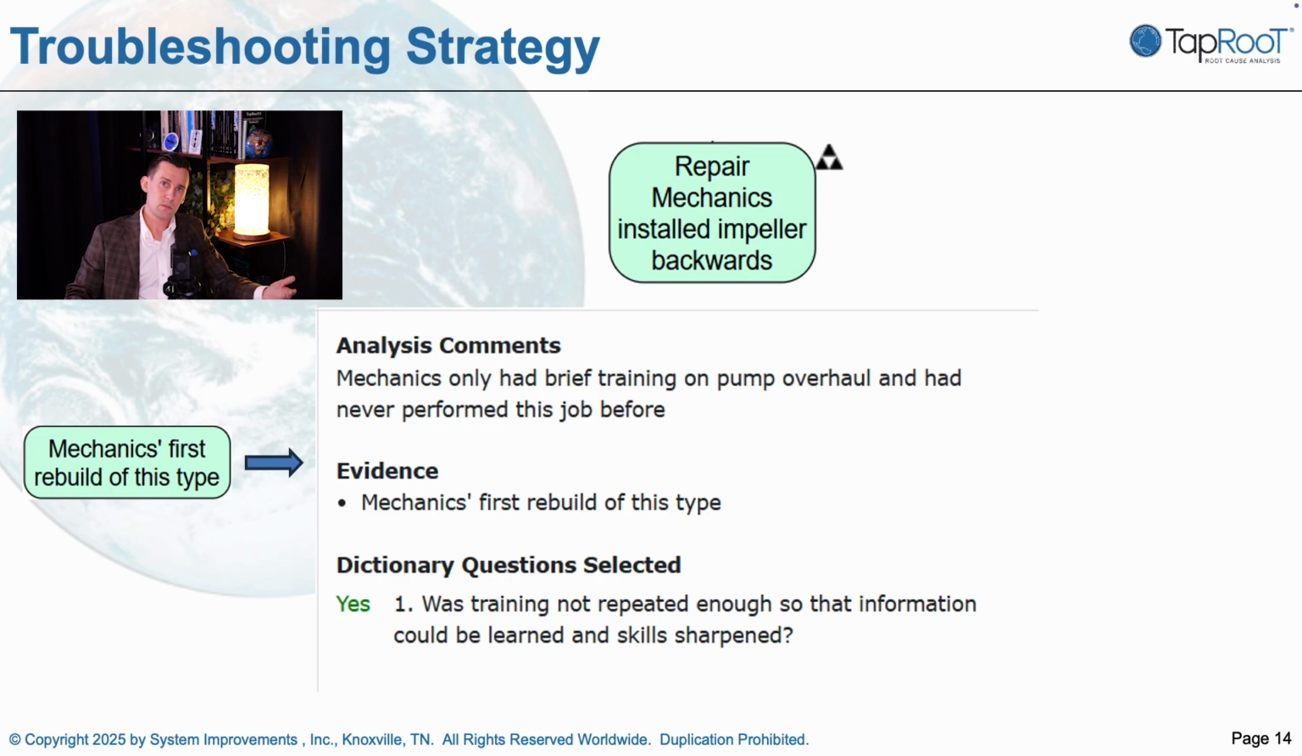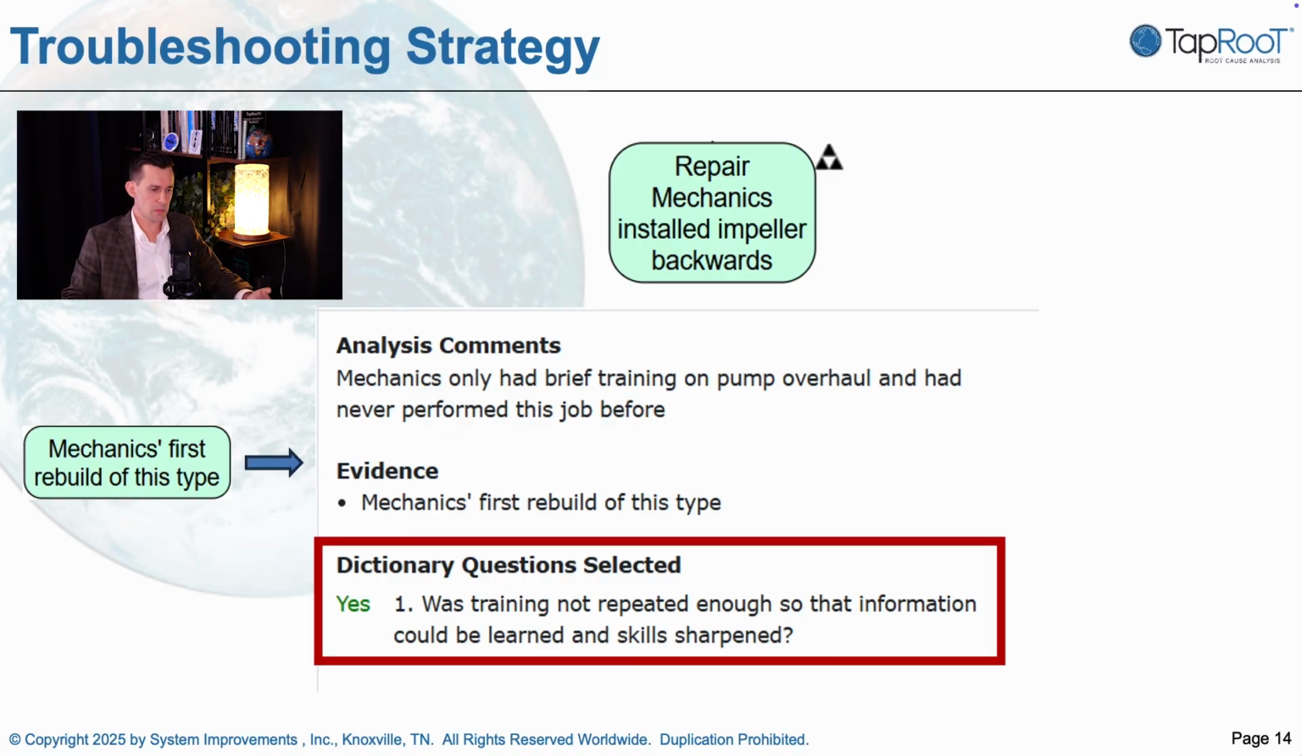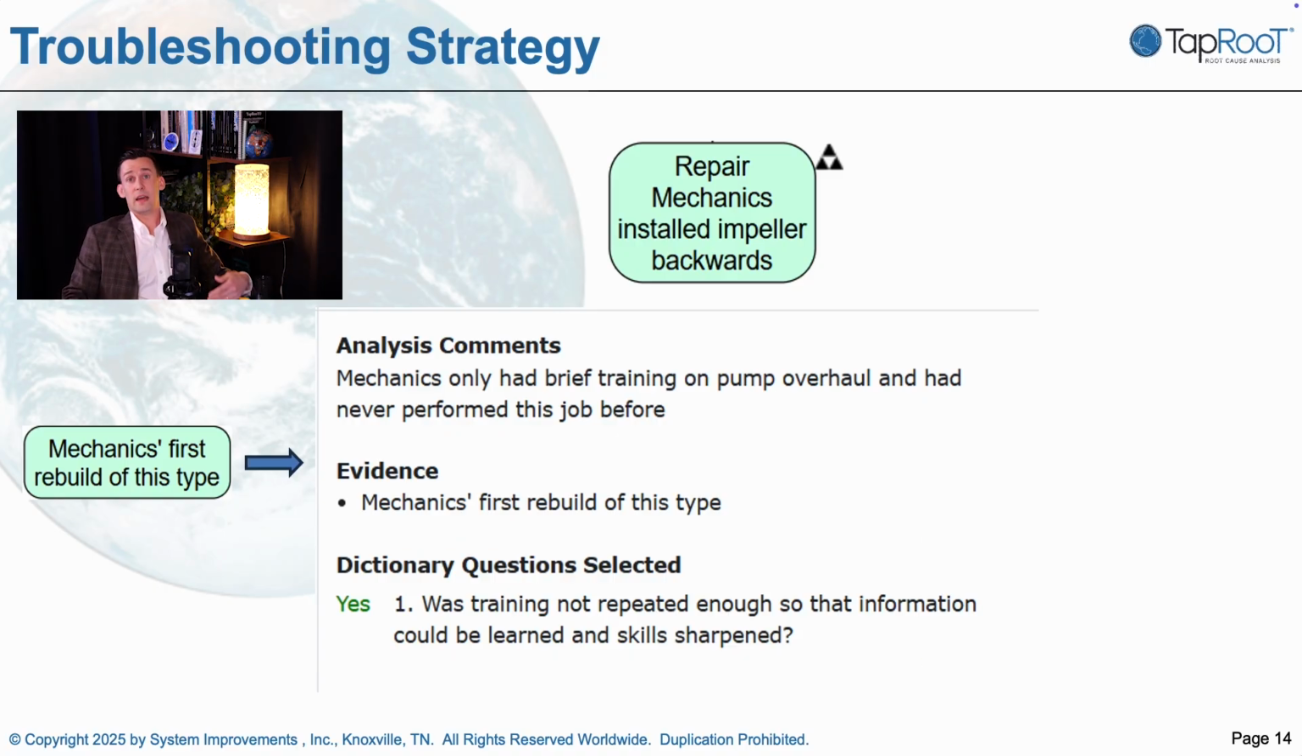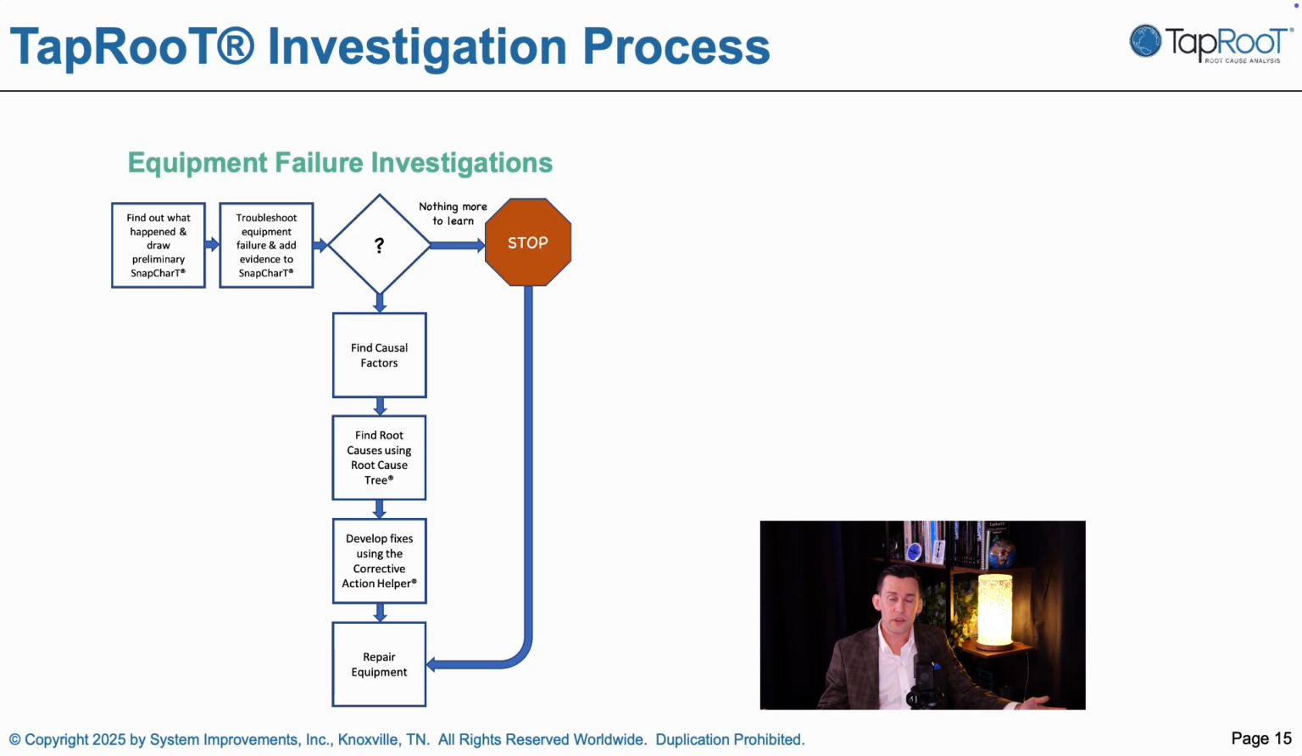In the TapRooT system, there are questions at each level that give us that justification. So we would ask, was the training not repeated enough so that information could be learned and skills sharpened? The answer here is obviously yes, because it was the mechanic's first rebuild of this type. This is how we show our work that will lead us to that root cause of practice and repetition needs improvement. It's much harder to argue with this root cause when we see the step-by-step proof of the root causes. And we do that for each root cause. That's the basics of how to do equipment troubleshooting and root cause analysis.